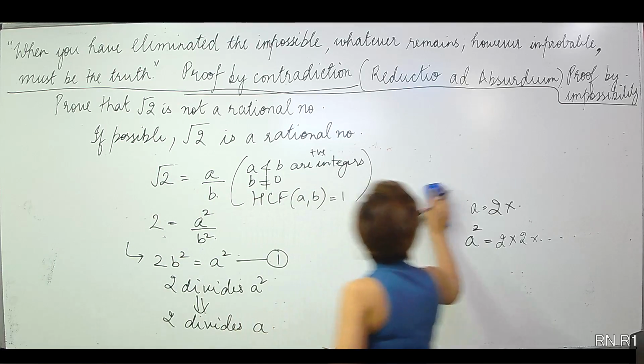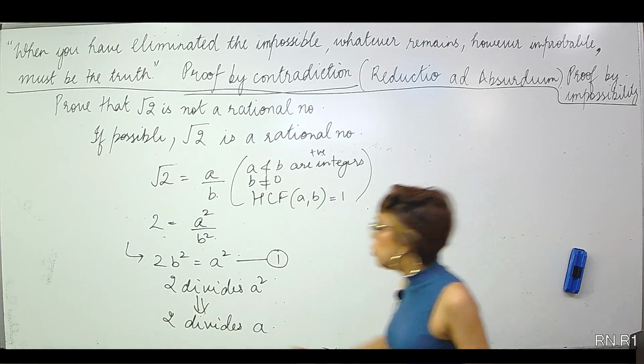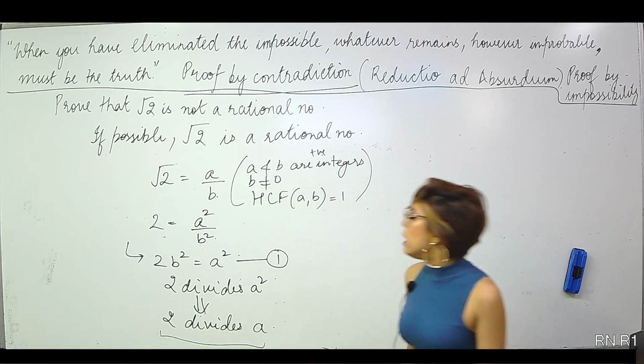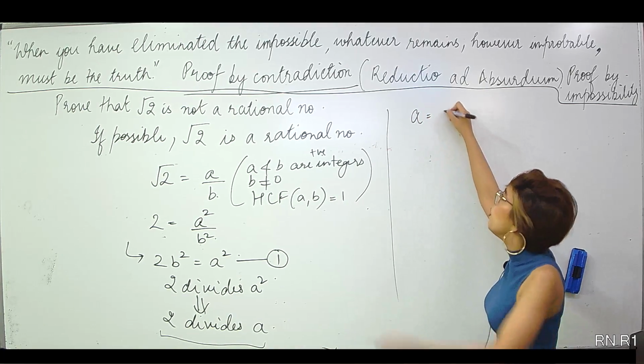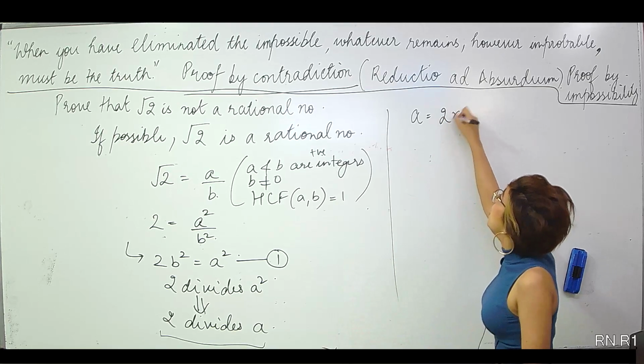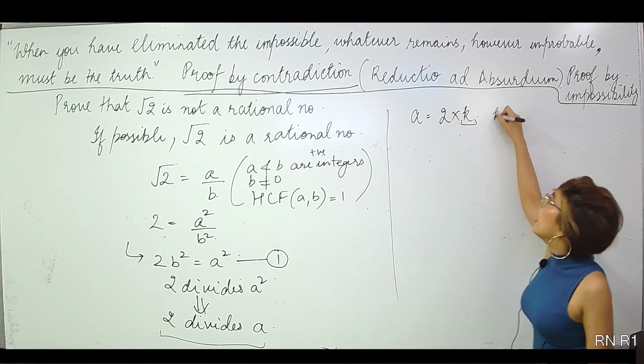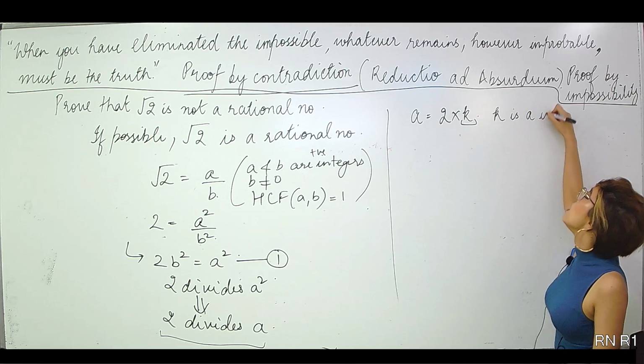Alright. So we have arrived up till this point. 2 divides a. Now mind it, if 2 divides a, that means if I want to factorize a, 2 would definitely be there, multiplied by some integer. Right? So k, I have called it, k is an integer.